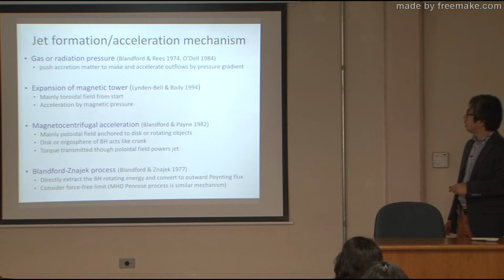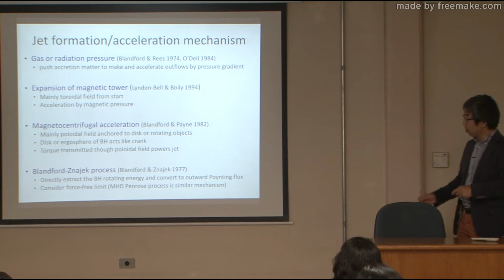This is mainly a toroidal magnetic field from the start, and then acceleration by the magnetic pressure. Magnetocentrifugal force is proposed by the Blandford-Payne mechanism. This is the famous name. It is mainly a poloidal magnetic field anchored to the disk or rotating object. Then the disk and the ergosphere of a black hole act like a crank. Then torque is transmitted through the poloidal field and then powers the jet.